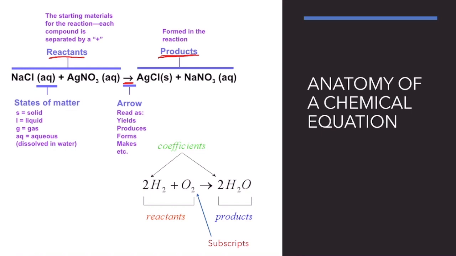So this is what we have before we mix them together and get the chemical reaction starting. And then our products are what are formed during the reaction. So that's what's left after the reaction has come to completion.